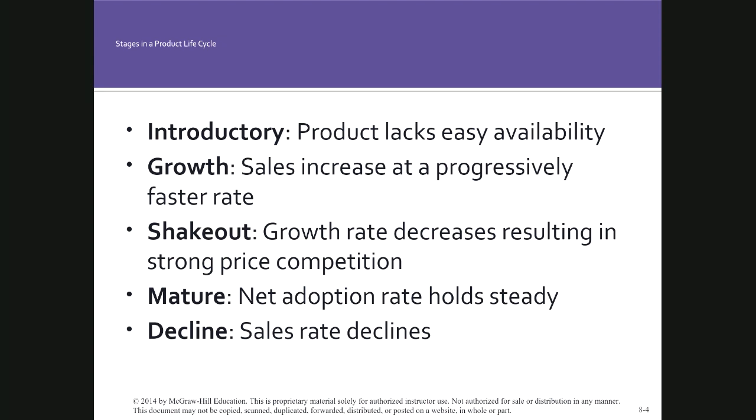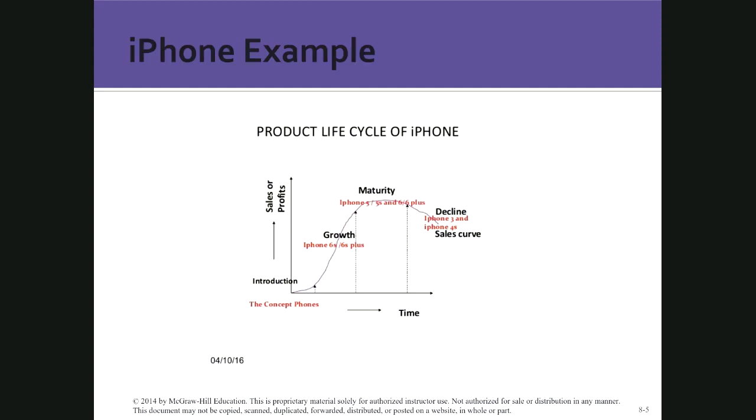So if we look at those in writing, just a recap: the product lacks easy availability, and then the growth rate decreases. The shakeout stage, we're just going to lump in with maturity. And then the product matures and then declines. So if that's the case, why is there still Tide detergent? Well, the trick for the firm and marketers is to extend that curve.